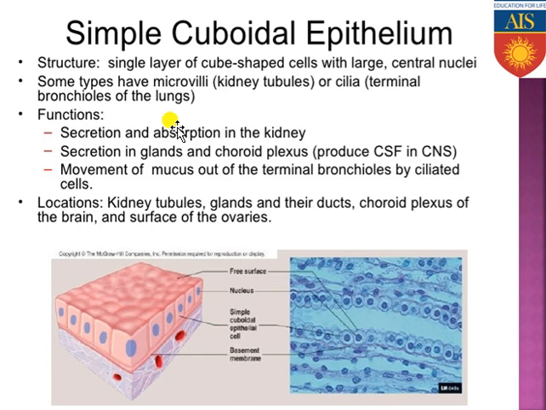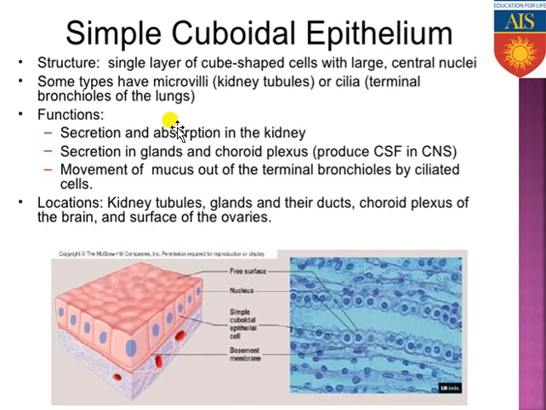Obviously, this mucous movement can be controlled by the cuboidal epithelial cells. These cuboidal epithelial cells are located in the kidney tubules. They are present within the glands and their ducts. They are present in the choroid plexus region of the brain, and they can also be present on the surface of the ovaries.